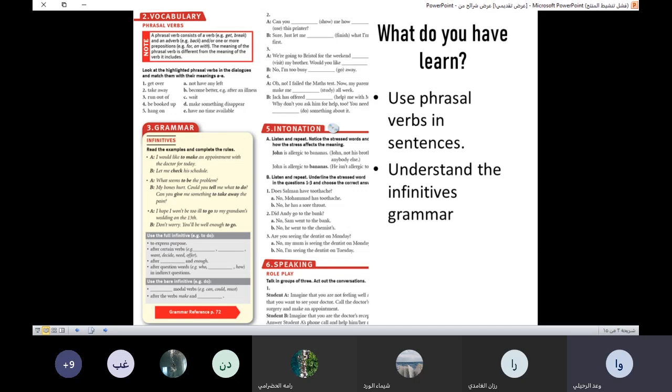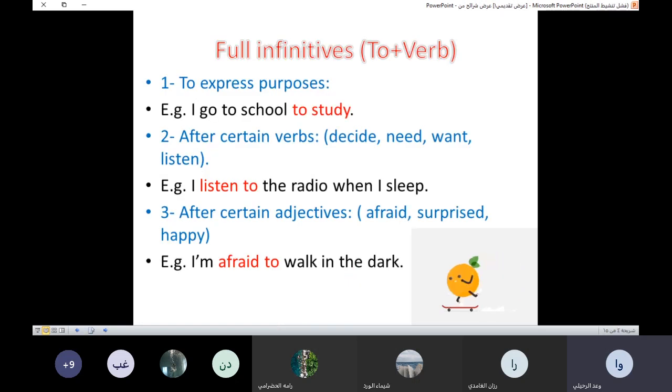Then we have the grammar, infinitives. It's a very long grammar, but it's very easy. Now, remember what did we say about the infinitives? We said that there are 2 types, full infinitives and, remember the second type? Bare infinitive. Yes, thank you, bare infinitives. So the full infinitive has 6 situations.